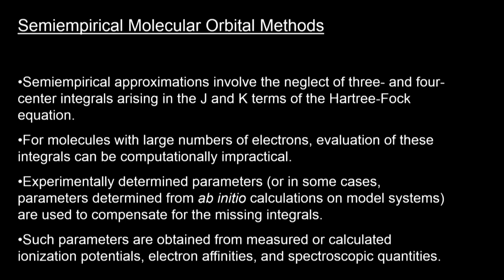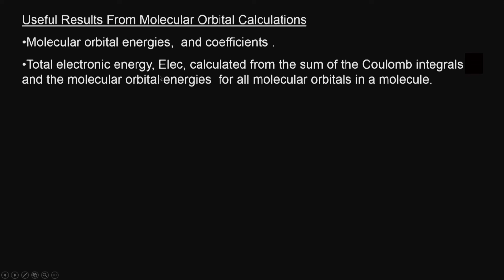So, these are molecular orbital methods, semi empirical molecular orbital methods. Such parameters are obtained from measured or calculated ionization potentials, electron affinities, spectroscopic equations and so on actually, okay. So, what are the useful results? We can calculate molecular orbital energies and coefficients, we can calculate total electronic energy calculated from the sum of Coulomb's integrals, molecular orbital energies for molecular orbitals in a molecule. So, many things can be done.